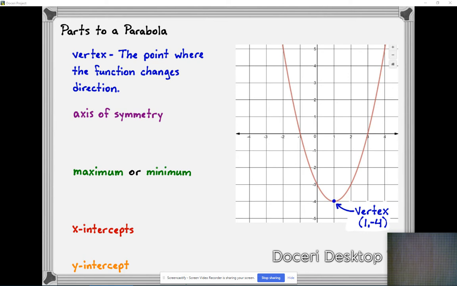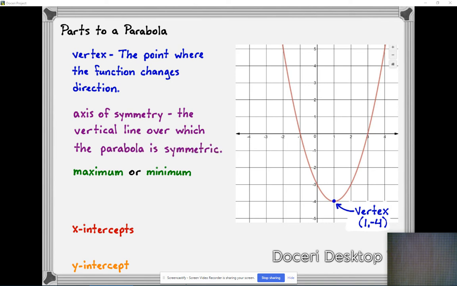The axis of symmetry is a line, a vertical line specifically, over which the parabola is symmetrical. What does that mean? Symmetry, symmetrical. Remember, symmetrical means that one side, if reflected like in a mirror, would match up with the other side.